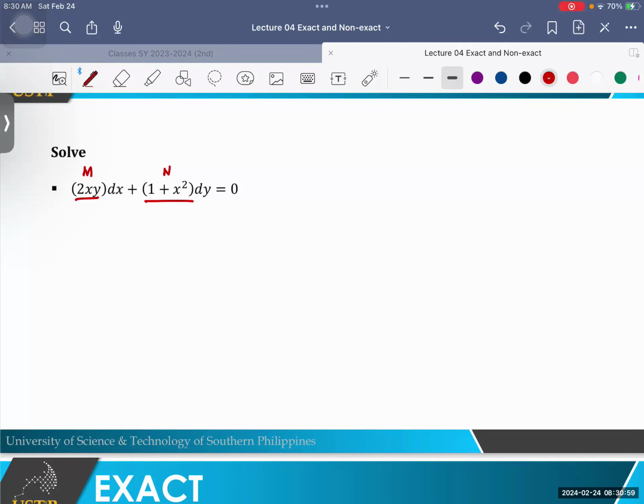Okay, so again, adto ta sa exactness, class. We test for exactness. So, again, we begin with the test for exactness.